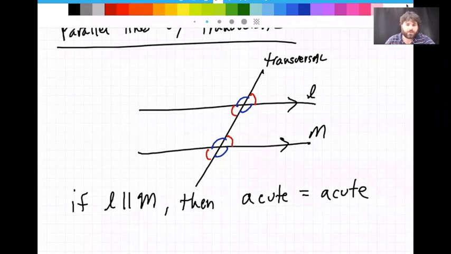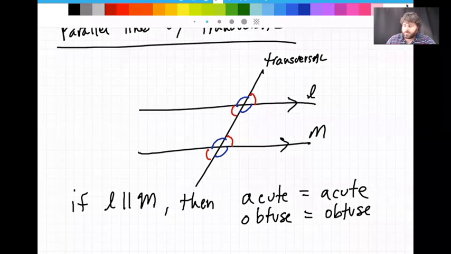Any of these acute angles are equal to any of the other acute angles. So anything red is equal to anything red. Also, any of the obtuse angles should equal any of the other obtuse angles. Now remember, this is only if these two lines are parallel.